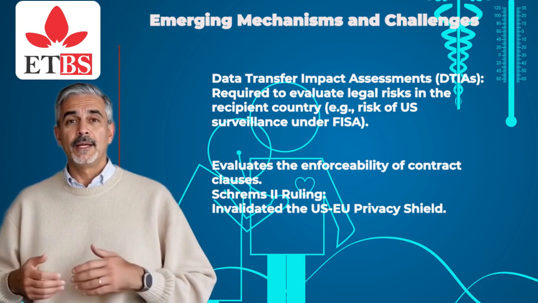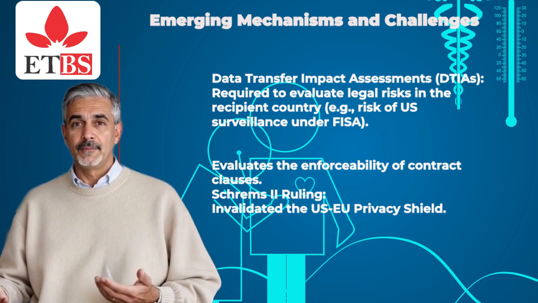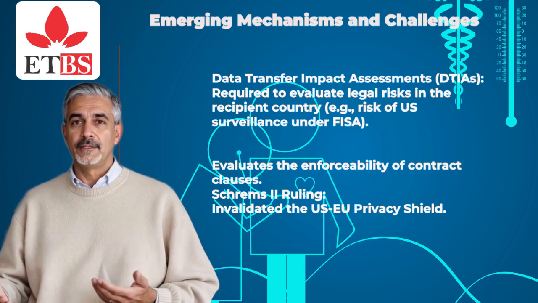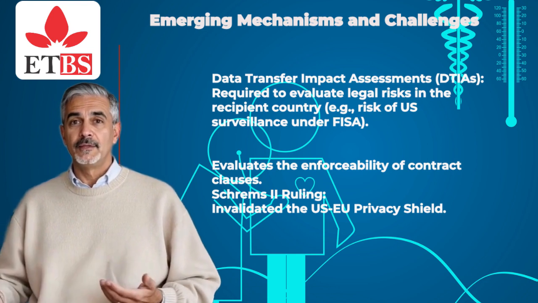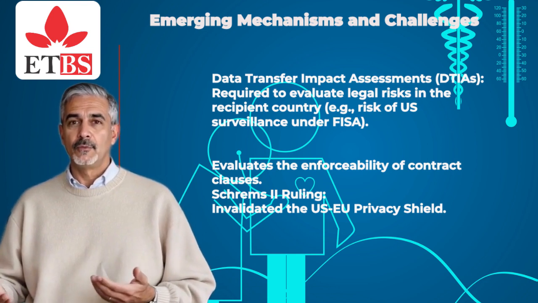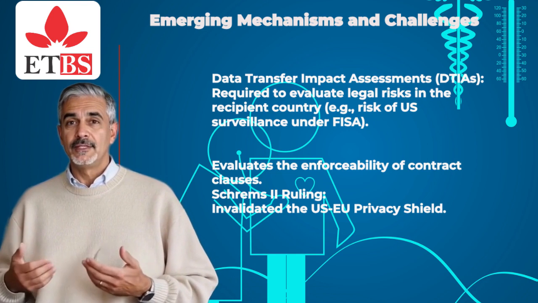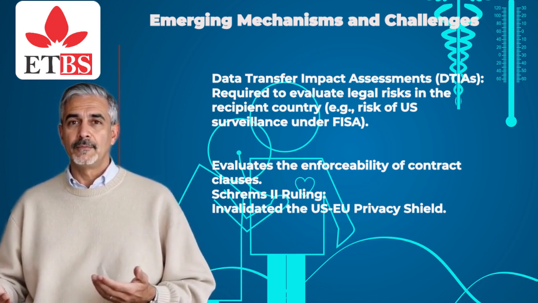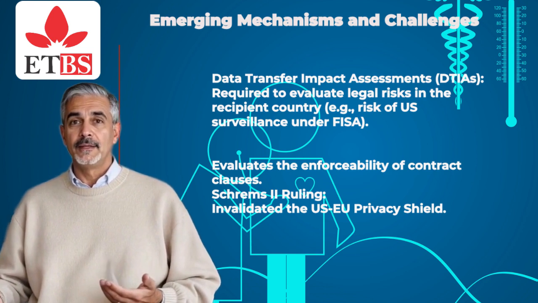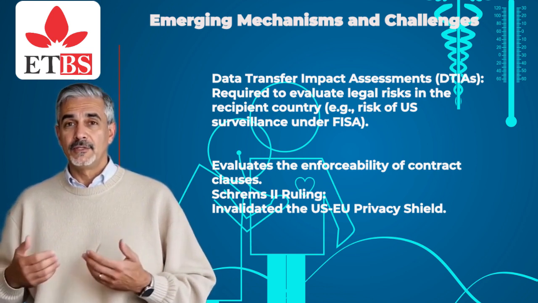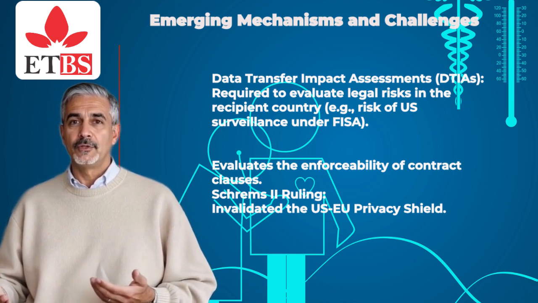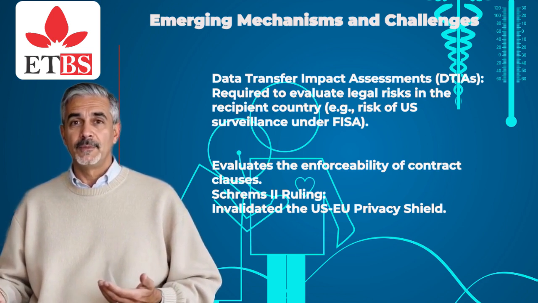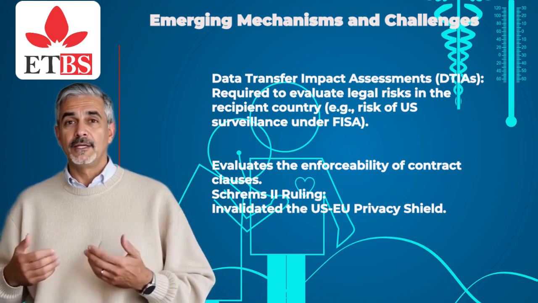4. Emerging mechanisms and challenges. Data transfer impact assessments, DTIAs. Required to evaluate legal risks in the recipient country, e.g., risk of U.S. surveillance under FISA. Evaluates the enforceability of contract clauses. Schrems II ruling invalidated the US-EU Privacy Shield. Emphasized the need for supplementary measures, encryption, anonymization, and strong oversight.